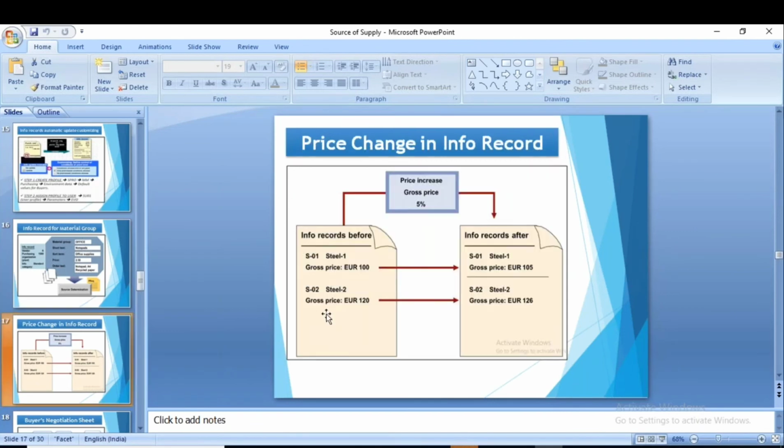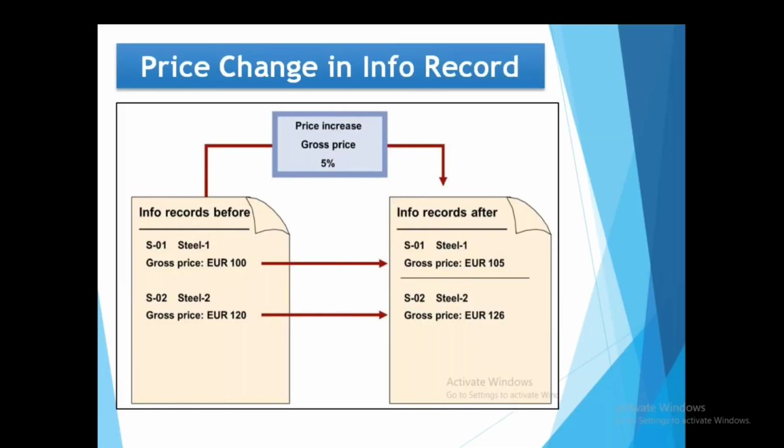Okay, now the next one is price change in the info record. Okay, how to change the prices in the info record. Now let's say currently you have an info record maintained for 2 materials. The price is this one. After a certain period, your vendor informed that he is increasing the price by 5%.